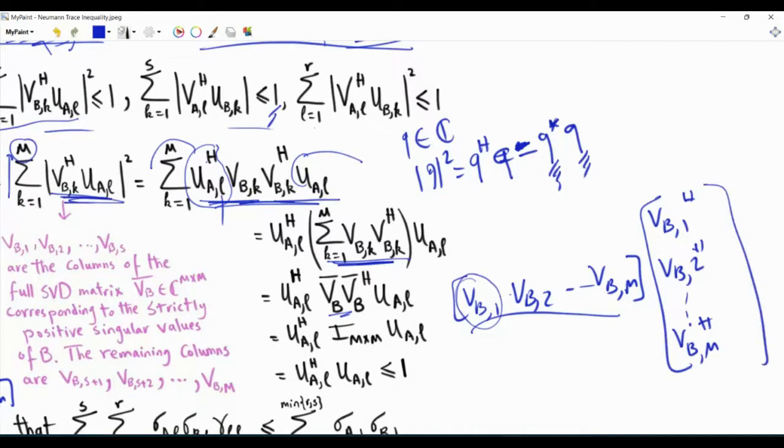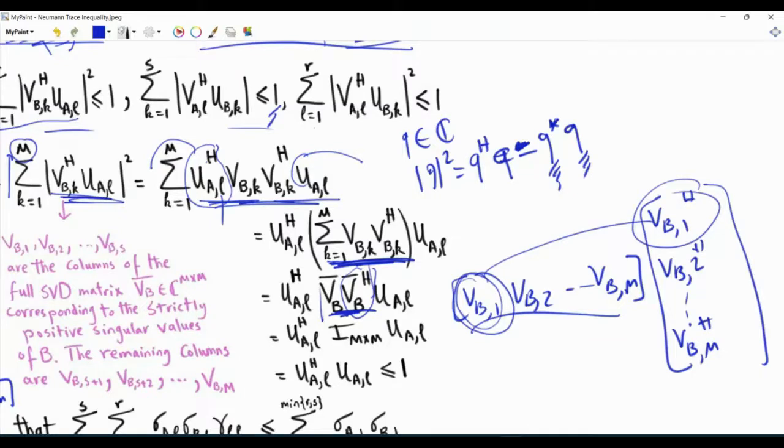And now if you do the multiplication V_B bar Hermitian, you will get V_B1 Hermitian, that's the outer product of vector V_B1 with itself. And the sum, which is V_B bar Hermitian, is the sum that we have here. Now matrix V_B bar is a unitary matrix, so this product here is identity, because for a unitary matrix the inverse of the matrix is its Hermitian.